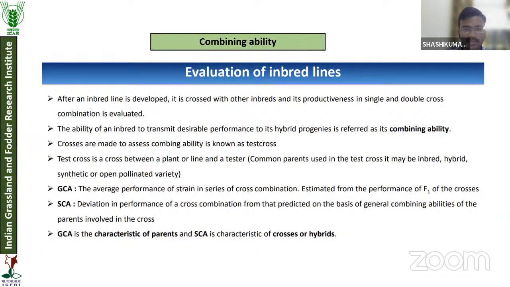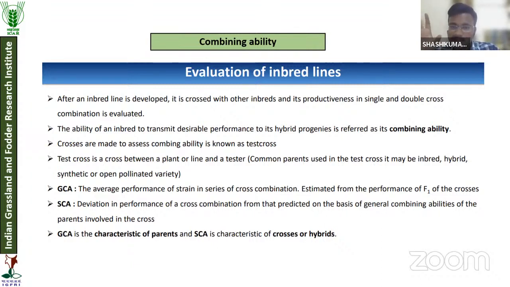Combining ability: it is known that heterosis occurs mainly because of quantitative traits and mainly because of dominant genes, and people were confused about how to compare the ability of these inbred lines. When you want to get superior hybrids, you continuously develop inbred lines. You continuously self the lines, you get a set of inbreds, and you go for crossing and you will get heterosis.